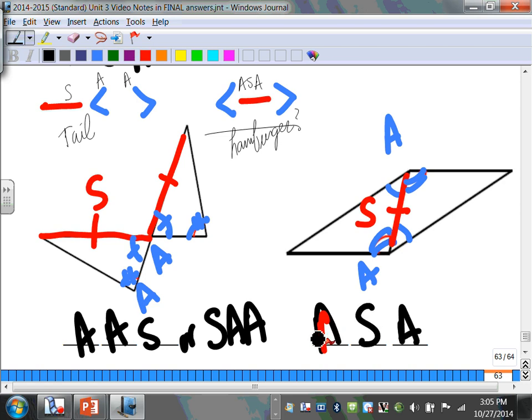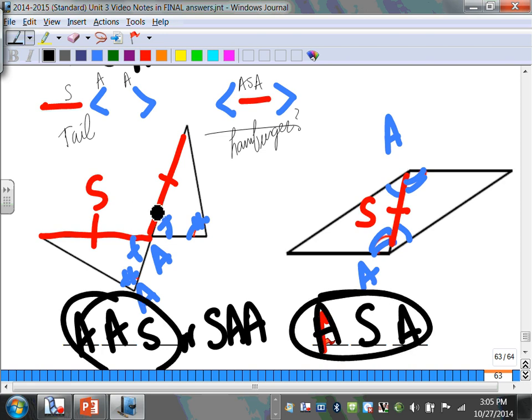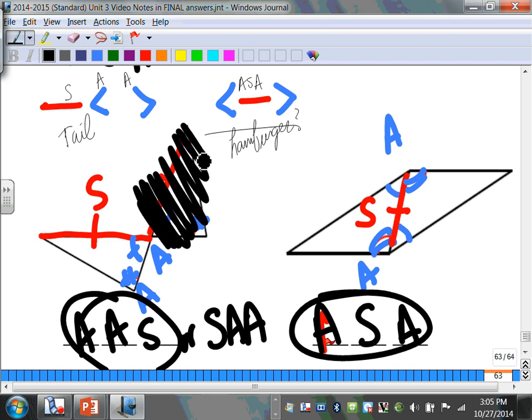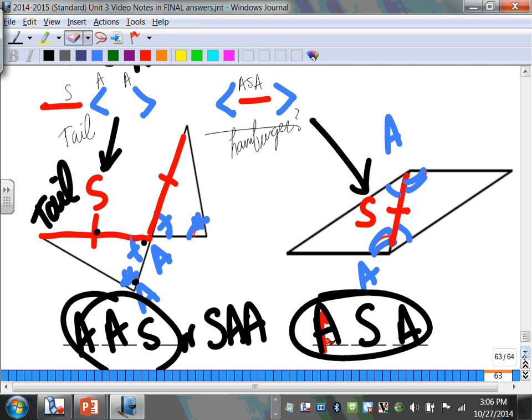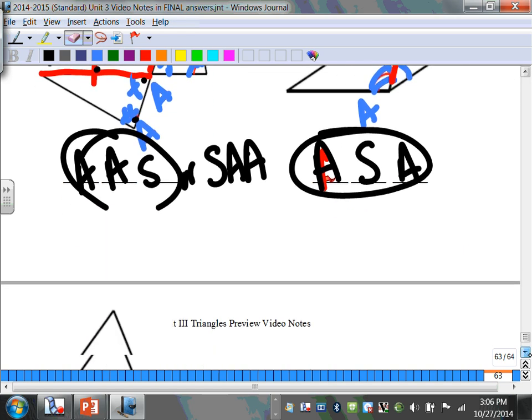Now, some of you are having a hard time seeing the difference between angle, angle, side, and angle, side, angle. So what you want to do is just look at the one triangle. So I'm going to darken this out. And look here on the left, there's two angles and then a side. That's why we call this a tail. Versus on this one, if you just look at the one triangle, the side is sandwiched between two distinct angles. So this one is a hamburger. That one was a tail. Let's see how you do on these guys.